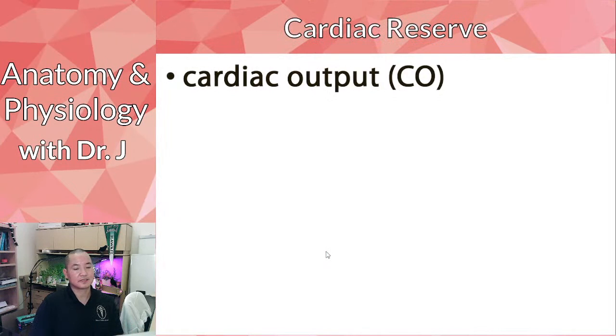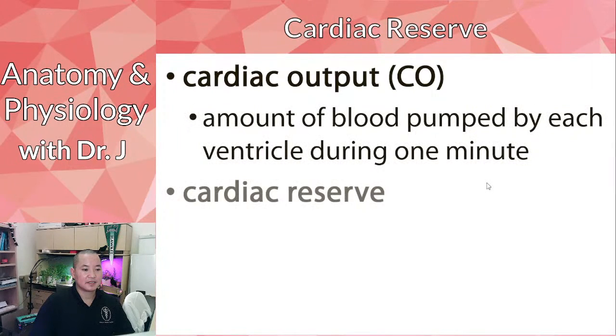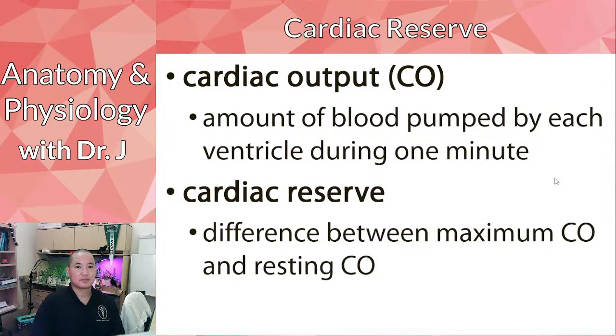So cardiac reserve. When you're at rest, your heart rate might be around 60-ish. But cardiac reserve is the difference between your maximum cardiac output and resting cardiac output. So if you've done exercise, or if you look at some of those cardio machines, they talk about maximum heart rate as well. So if you go all the way to your maximum heart rate and then multiply it by the stroke volume, that's the amount of blood you're pumping out with each beat.